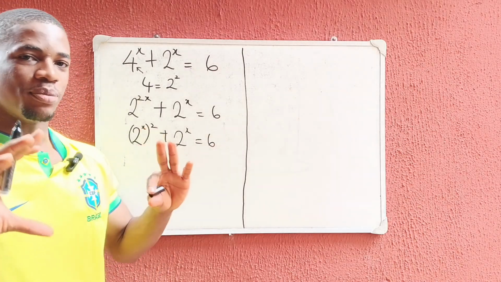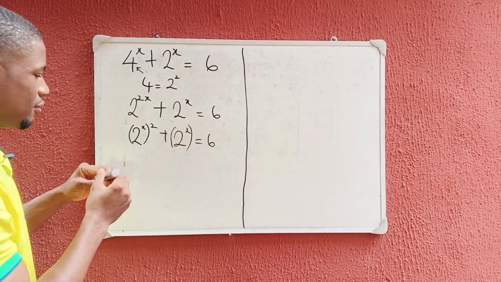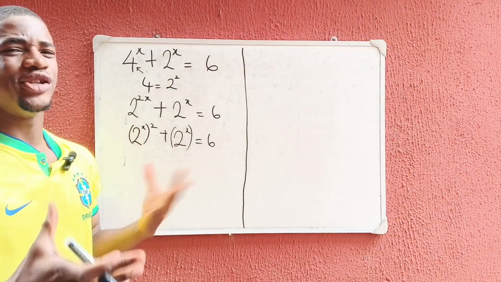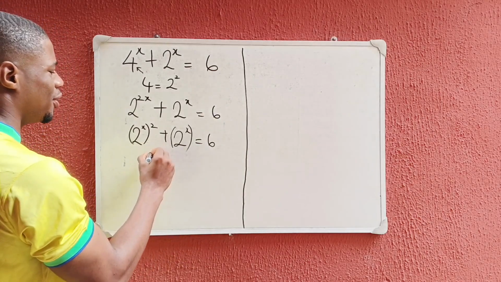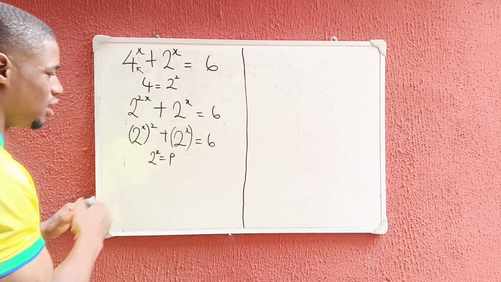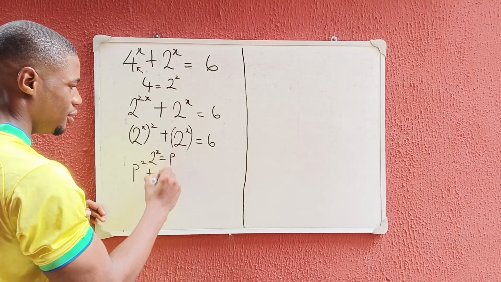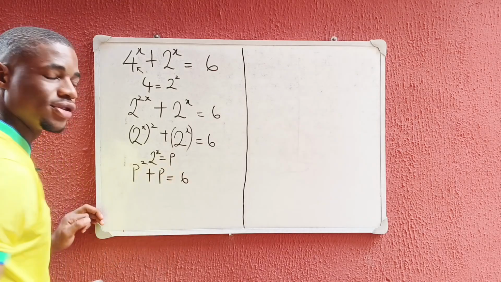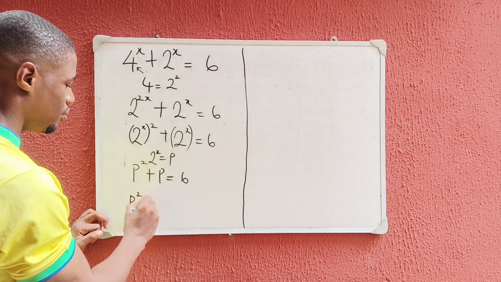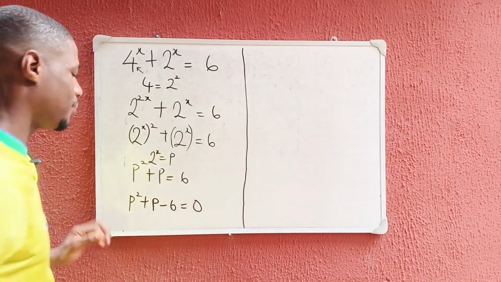Now let me show you that we have gotten to a point where we have an identical something. Now if you look closely, we have this and this being identical. Let's equate this into a variable. So let's say that 2 raised to power x, for example, is equal to p. So what do I have from here? It means that in variable I have p squared plus p is equal to 6. Collecting like terms, I have p squared plus p minus 6 is equal to 0.